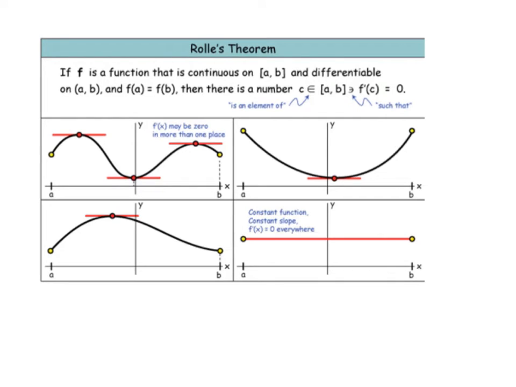So here's another graphic that I found illustrating what it would look like if you could apply Rolle's theorem. It says if f is a function that's continuous on a closed interval and differentiable on an open interval, and f of a equals f of b, then there is a number c in the interval such that the derivative at c is 0.